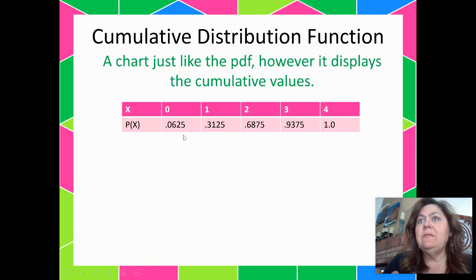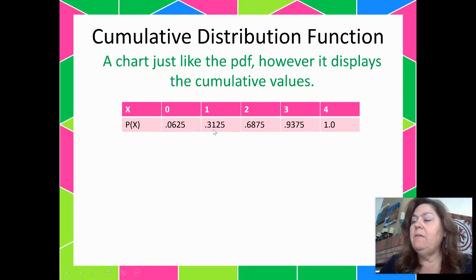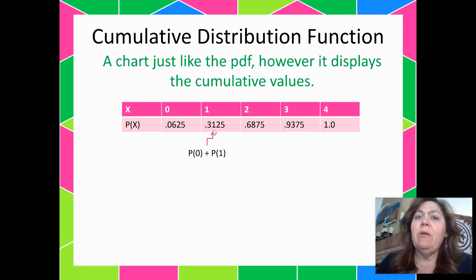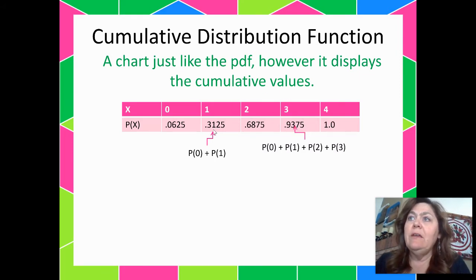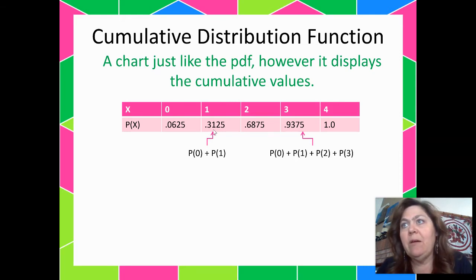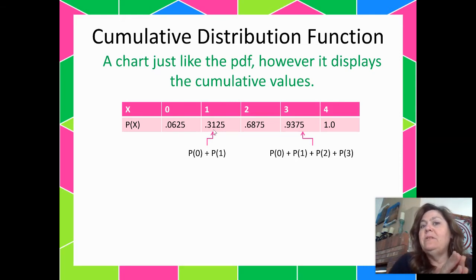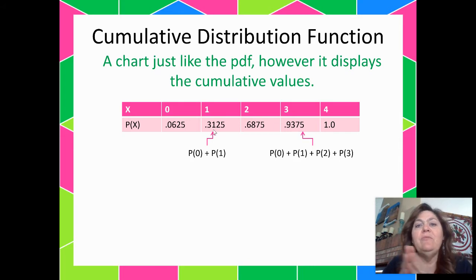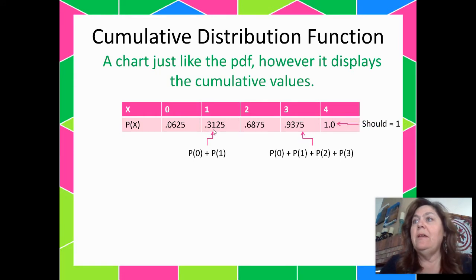So here's our probability of 0. That didn't change because that's the only one in the chart. But you will notice that this probability for 1 is now the probability of 0 plus the probability of 1, cumulative to that point. So likewise, I just moved down here. This number, 0.9375, is 0 plus 1 plus 2 plus 3, cumulative to that point. And it kind of reminds us of the ogive we did that showed the cumulative graph getting close to 100%. So we have seen this before in an earlier chapter. And then as always, your last option should be a 1.